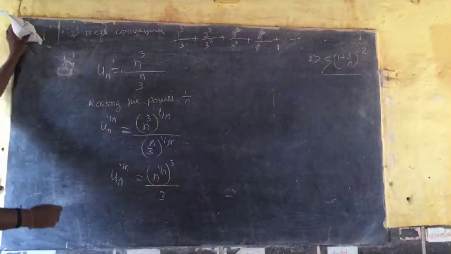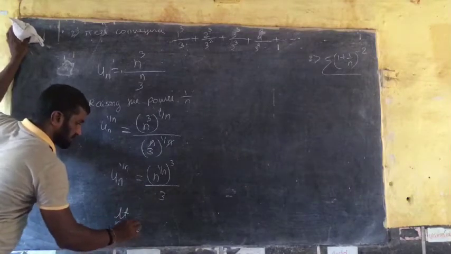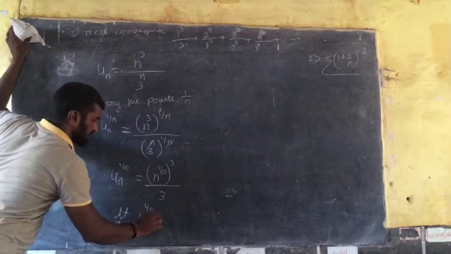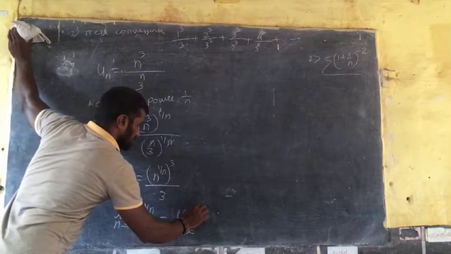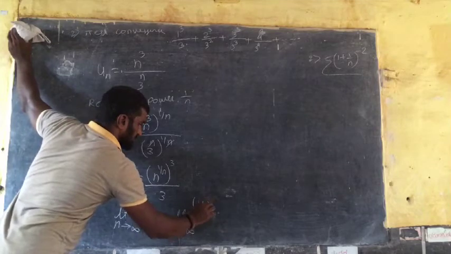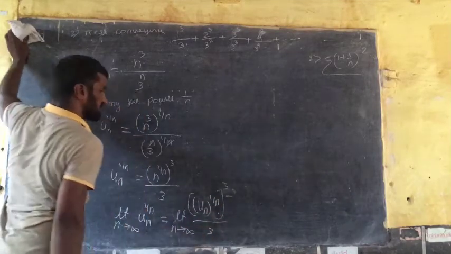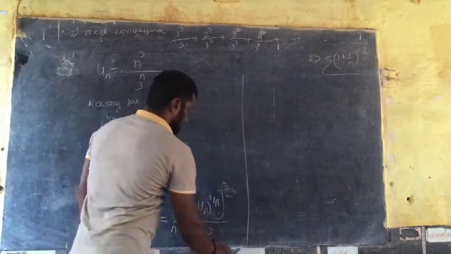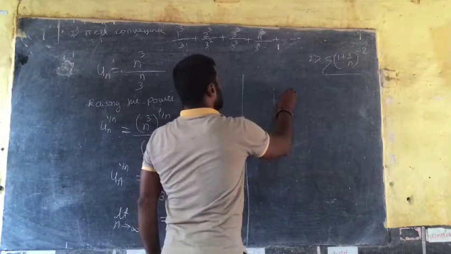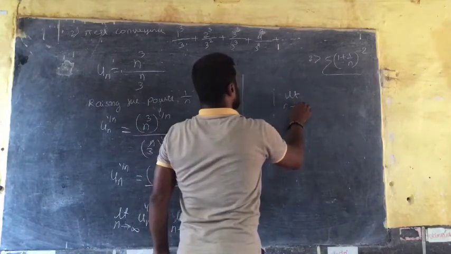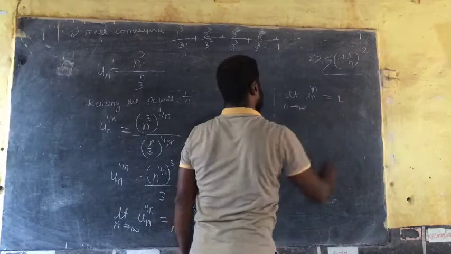So by using the Cauchy root test, apply the limit as n tends to infinity of u n raised to 1 by n. So it is 3 divided by 3. Since there is no n term, 1 by 3 is constant, keep it as it is. So the limit of n tends to infinity of n raised to 1 by n, this value is 1.